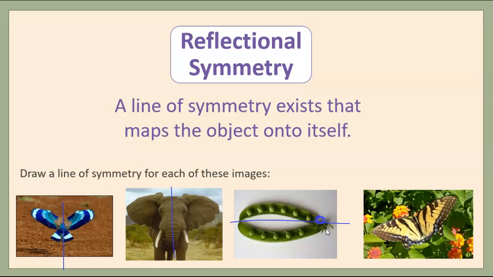And how about this butterfly? We could draw a line of reflection, well, pretty close, kind of diagonal down this way. Notice that diagonal lines can be lines of reflection. They don't have to be vertical, they don't have to be horizontal, they can be diagonal as well. They can be any direction.